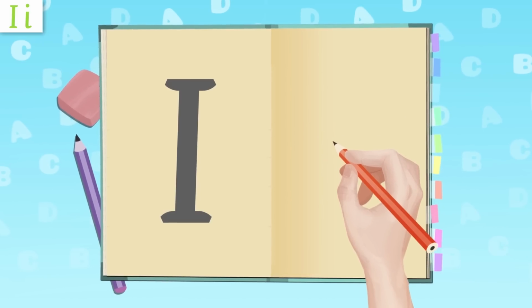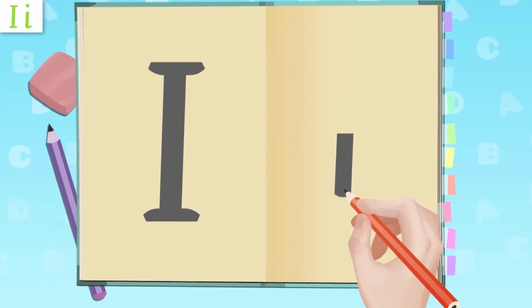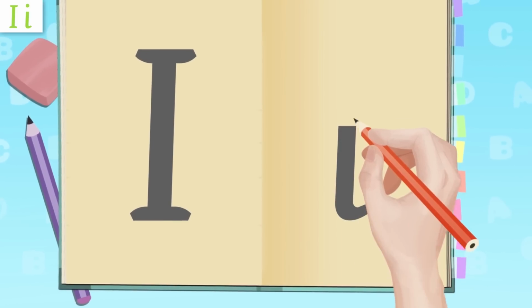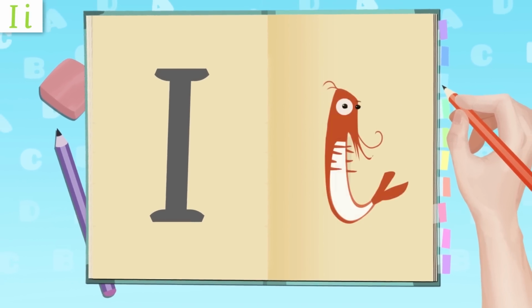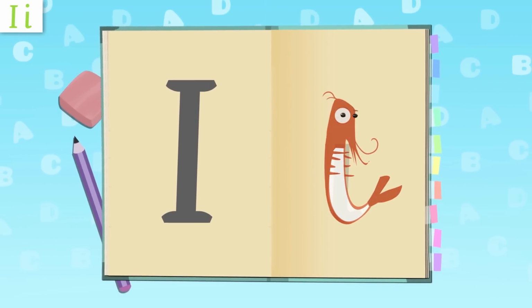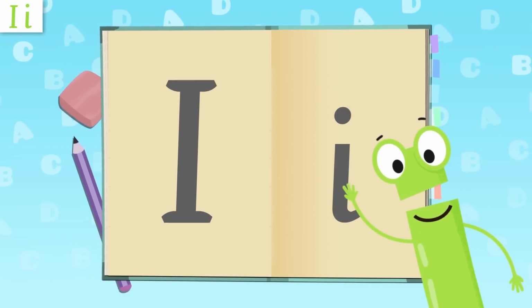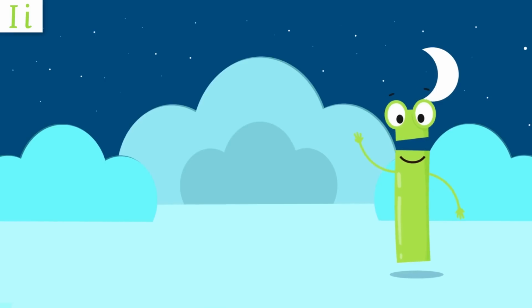It's really easy. We draw a short line downwards and at the end we curve it up to the right. Don't forget the dot. Well done. Look, now it looks like a shrimp. Try it at home with pen and paper. It's super easy. Let's have a look at words I'm in.